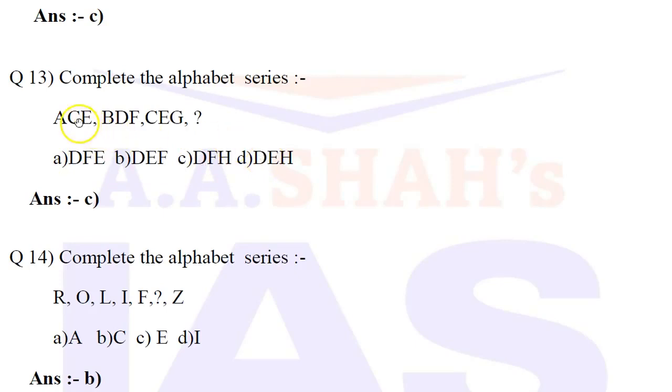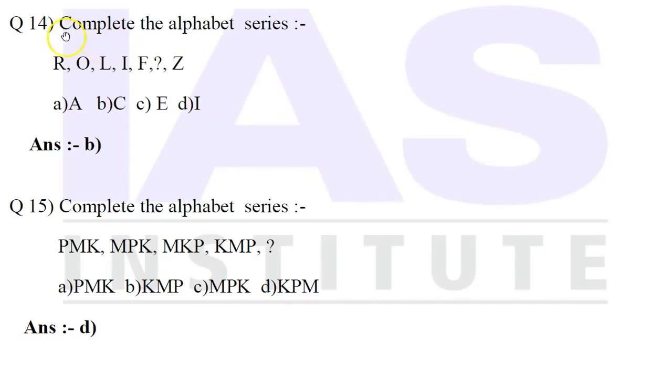So now you have C here, you have D here, you have E here. So definitely it has to be F. So D and F, we have already got a pair here. Now you have E, F, G. So it has to be H. That's why D, F, H, C option is your correct answer. So 13, C.